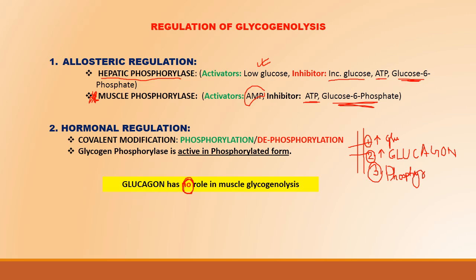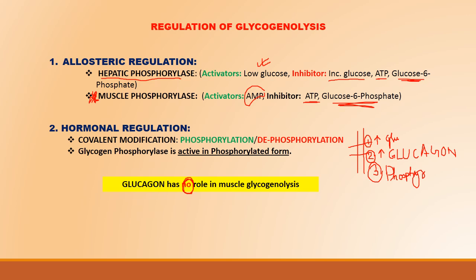Now coming to hormonal regulation. Hormonal regulation is mainly taken care of via insulin and glucagon in the case of liver, and via epinephrine in the case of both liver and muscle. This hormonal regulation is via covalent modification of the key regulatory enzyme, that is, phosphorylation and dephosphorylation. Now for this we should remember three cardinal points.